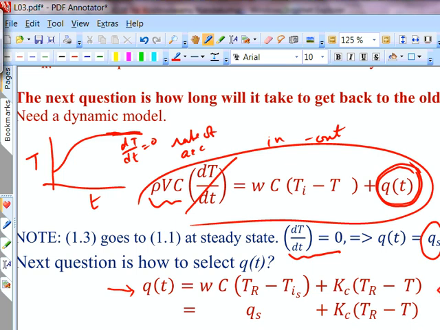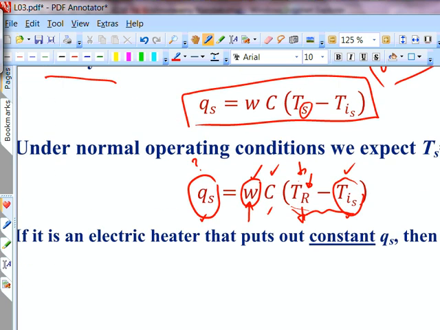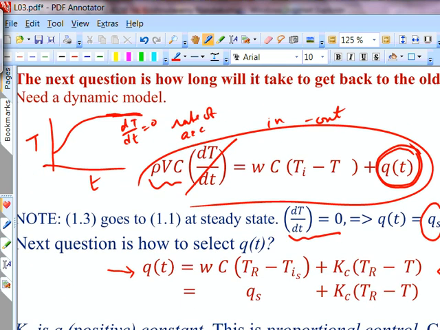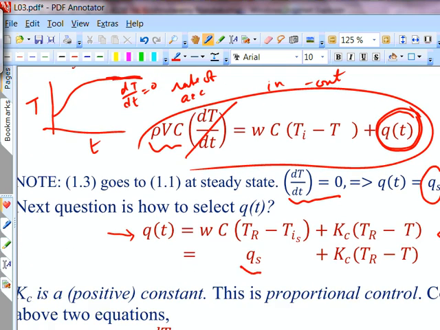Can you interpret it? If you see something like this in your book, I want you to be able to explain or understand in your own mind what the equation says. What is this term, Wc times (TR minus TIS)? This is something that we have already seen before. That is the amount of heat duty that I would need under steady state conditions. So this entire term is the same as QS.